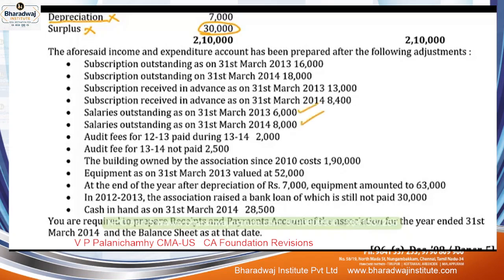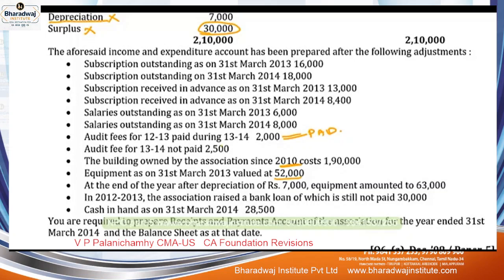Then salaries outstanding at the beginning and salaries outstanding at the end is given to us. Audit fees of the last year is paid now. This is what is paid now. And current year audit fees is not paid. Current year audit fees is outstanding. That will not come in payment side. Only what is paid will come. Then building owned by the association since 2010. This will not come in receipts and payments account. It will come in balance sheet because it is not purchased in the current year.